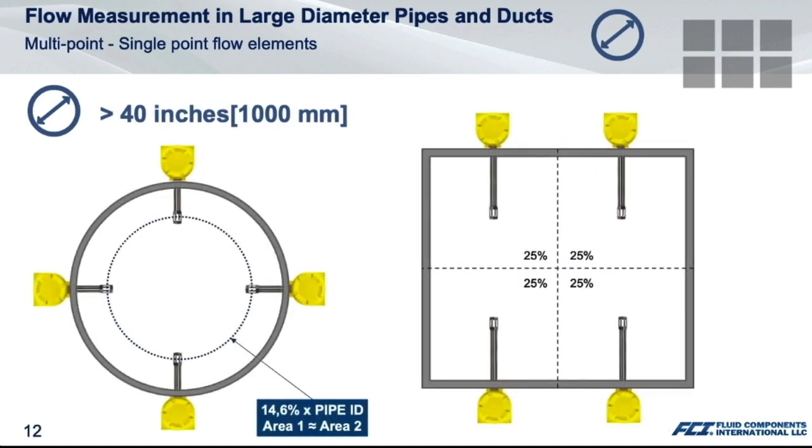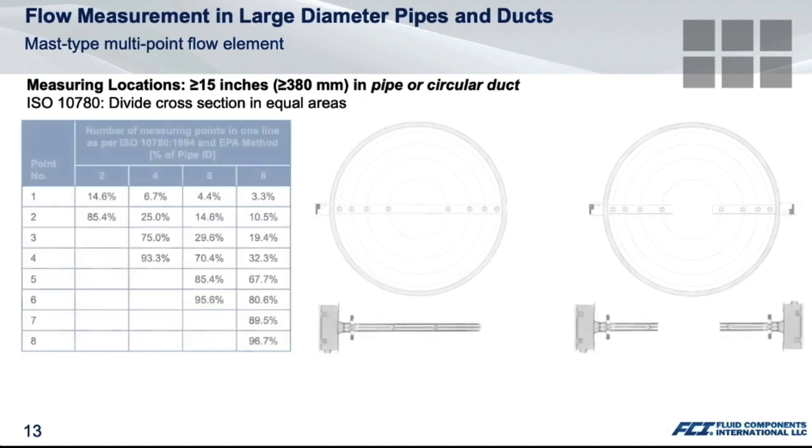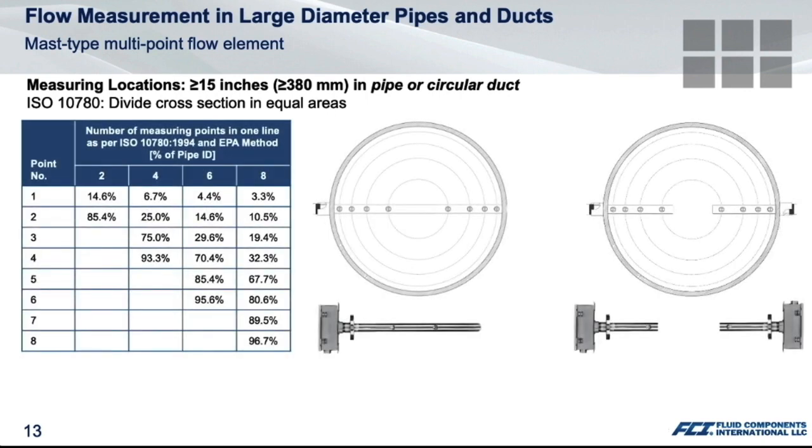In diameters greater than 40 inches, rule of thumb is to use 4 or more sensing points. And to locate those sensing points, we're still using the equal area application. And when measuring locations greater than 15 inches in a circular pipe or duct, remember we're dividing the cross-sectional area into equal areas. And the closer you get to the wall of the pipe, the greater the area. The closer you get to the center line of that pipe, the smaller the area.